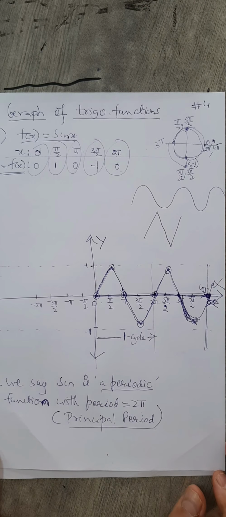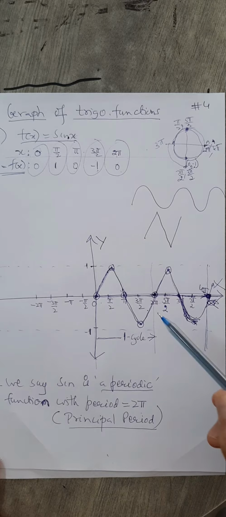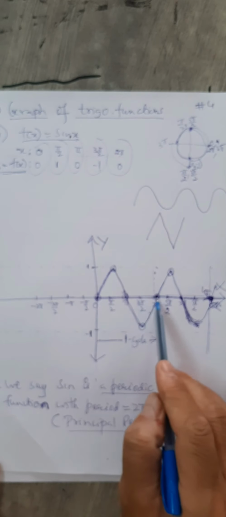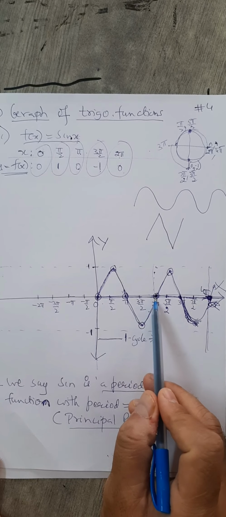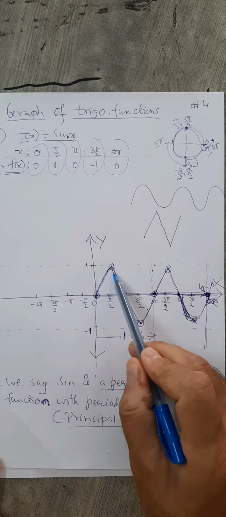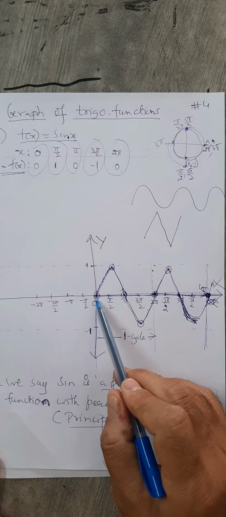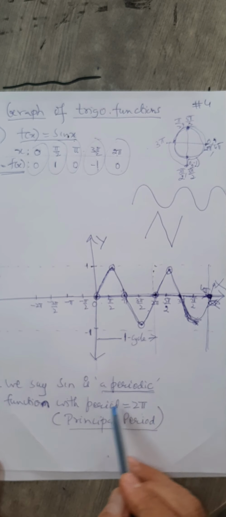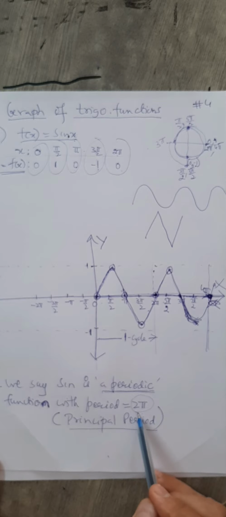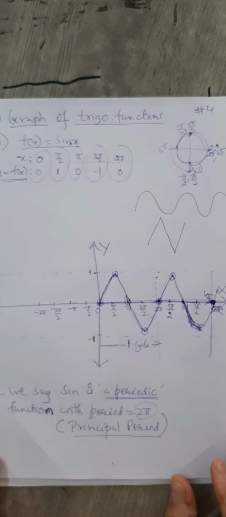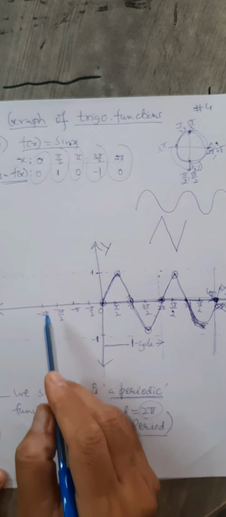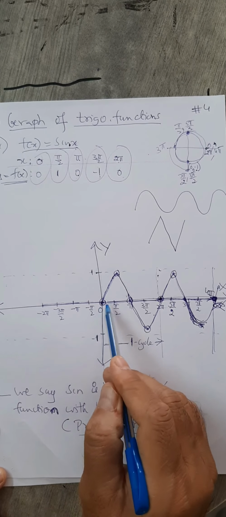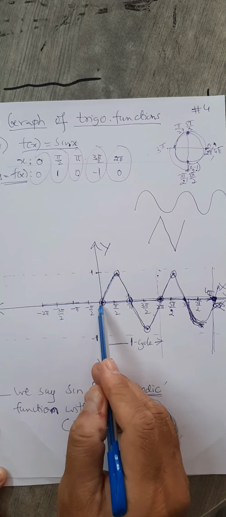Why is 2 pi the principal period of the sine function? Because after every interval of 2 pi, the values are repeated. You take this portion, that is the same as this portion. You see, the behavior of the graph is the same from 0 to 2 pi and from 2 pi to 4 pi. So this is called a periodic function with the period 2 pi. Now, you must have realized, if I draw the graph in this portion also, from minus 2 pi to 0, it would be the same only because this is also period 2 pi.